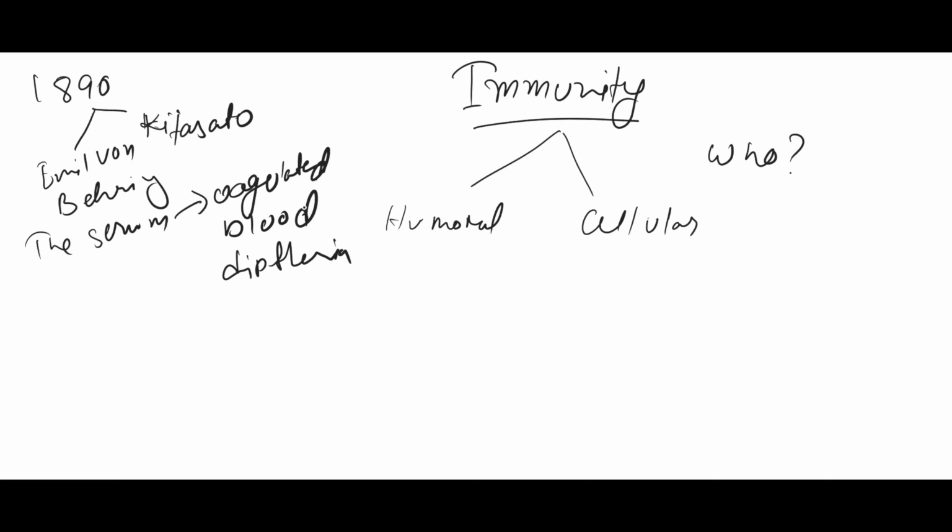So the serum was recovered from the coagulated blood of animals who were suffering from diphtheria. What they observed was that this serum could transfer the immune state to those who were unimmunized. So they could provide this immune state to unimmunized animals.